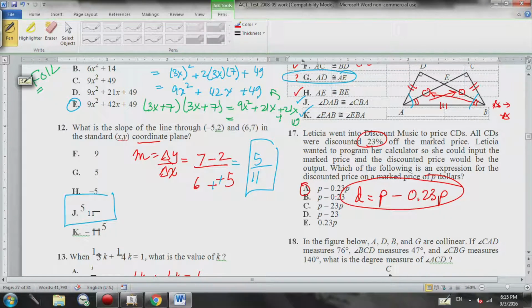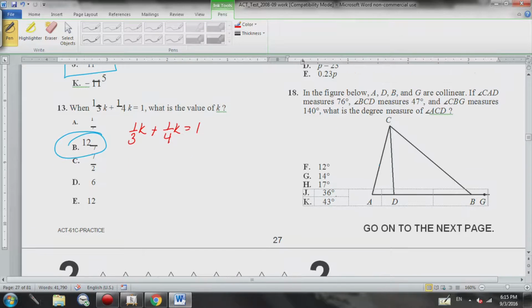Now, that's 17. Question number 18 says, in the figure below, A, B, D are all collinear. That's good to know. If angle CAD is 76, and BCD is 47, and CBA, that's this, is 140, what is the degree measure of ACD? That's X.